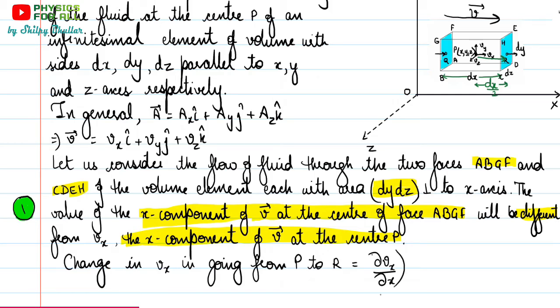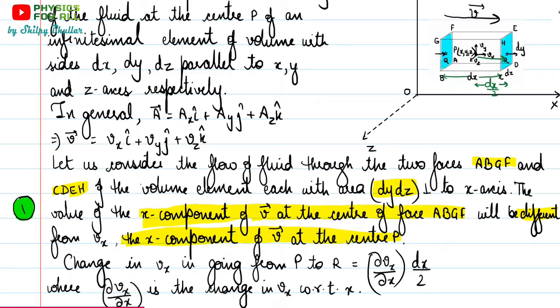And also we are saying that there is a change in distance as well, and that is dx by 2. From P to R, we have dx by 2. We started from ABGF and ultimately the fluid is going out from CDEH. This is what we considered: the flow of fluid through two faces which have been highlighted in blue. So fluid entered through ABGF and it is coming out through CDEH.